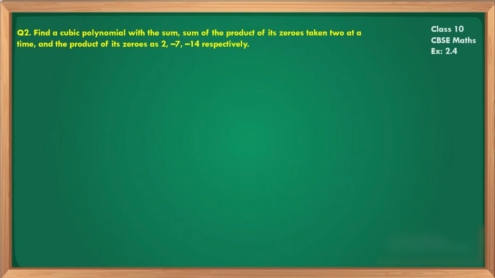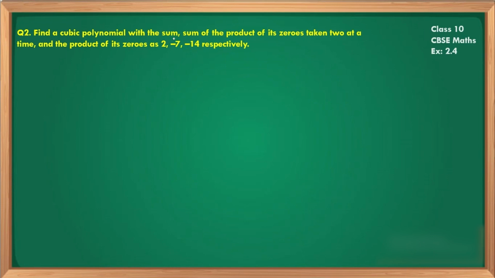Well, children, now we are going to solve question 2 of 2.4. The question says: find a cubic polynomial with the sum, the sum of product of its zeros taken 2 at a time, and the product of zeros as 2, minus 7, minus 14 respectively. Now the question is asking us to find out the cubic polynomial, but they have given the zeros. But we should find out exactly what they mean.